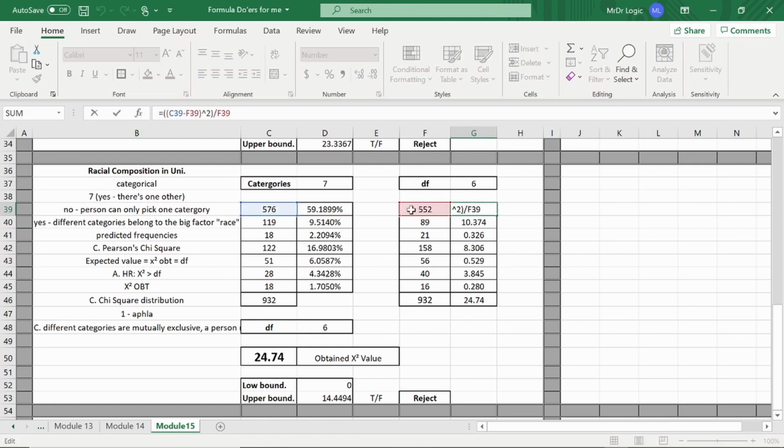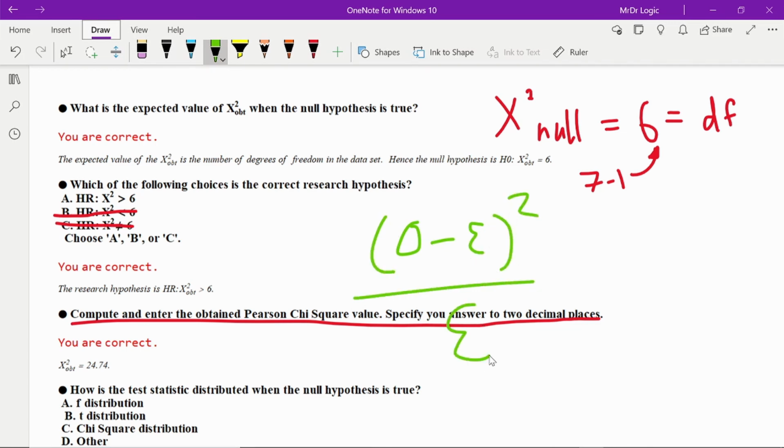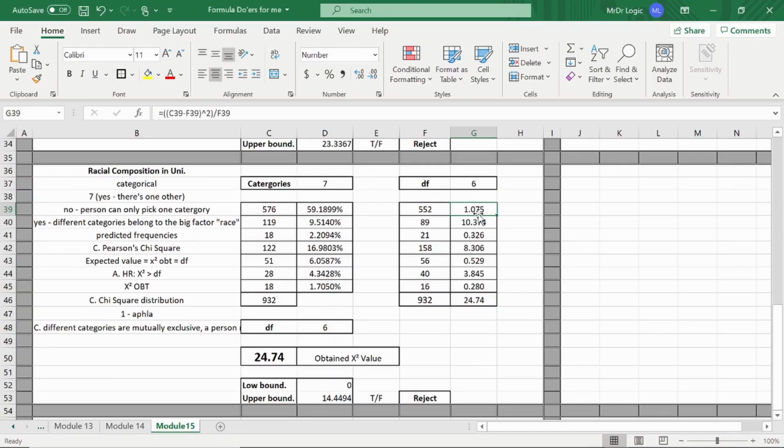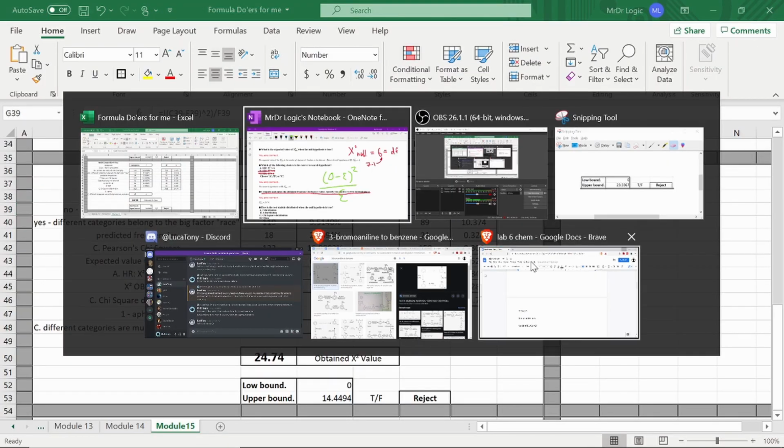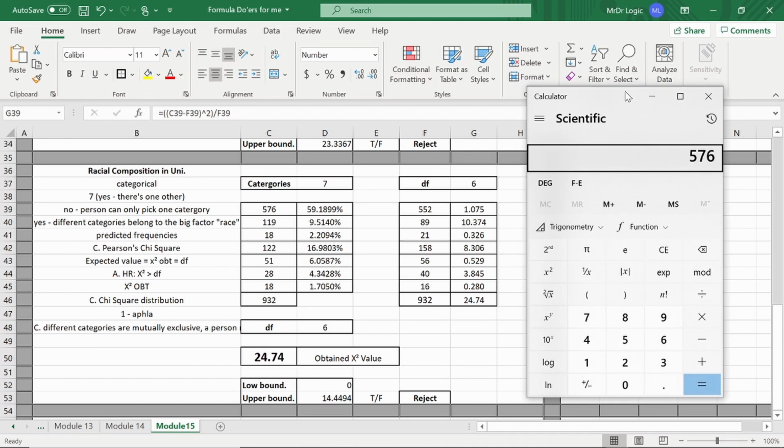So all you're doing here is you're going to take the 576 minus the 552 and then squaring it, and then okay, so basically what you're doing here is you're taking the obtained minus the expected, squared all, and then divided by the E, and that's just for one of them. And so if we were to do this with the calculator, which I got rid of, okay, so 576 minus 552 squared divided by 552.